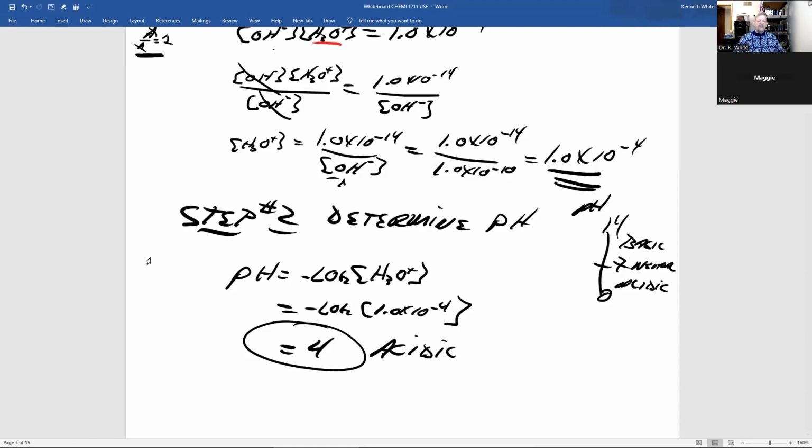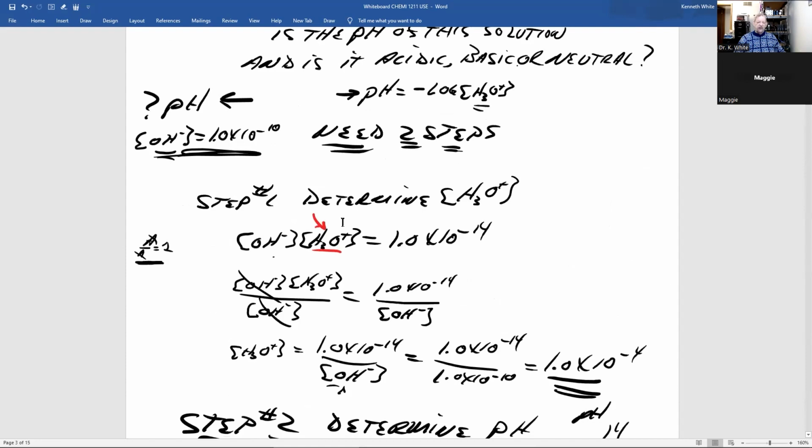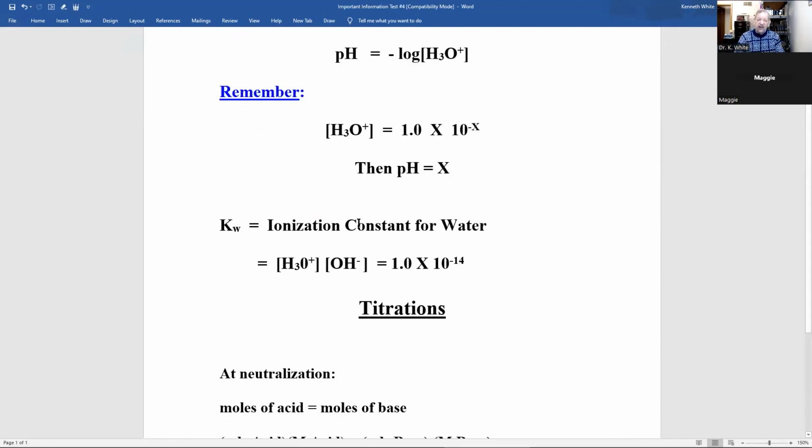So when you're not given the hydronium ion concentration, but you are given the hydroxide, you need 2 steps. In the first one, you determine the hydronium ion concentration, and you use this right here to calculate it. Where do you get that equation? From important information, test number 4. The hydronium ion concentration times hydroxide equals 1.0 times 10 to the minus 14. And that's how you do it.